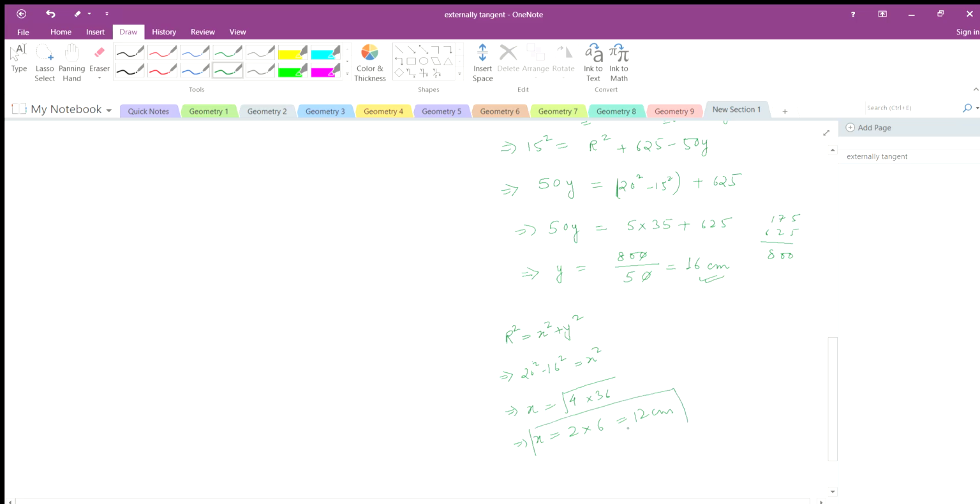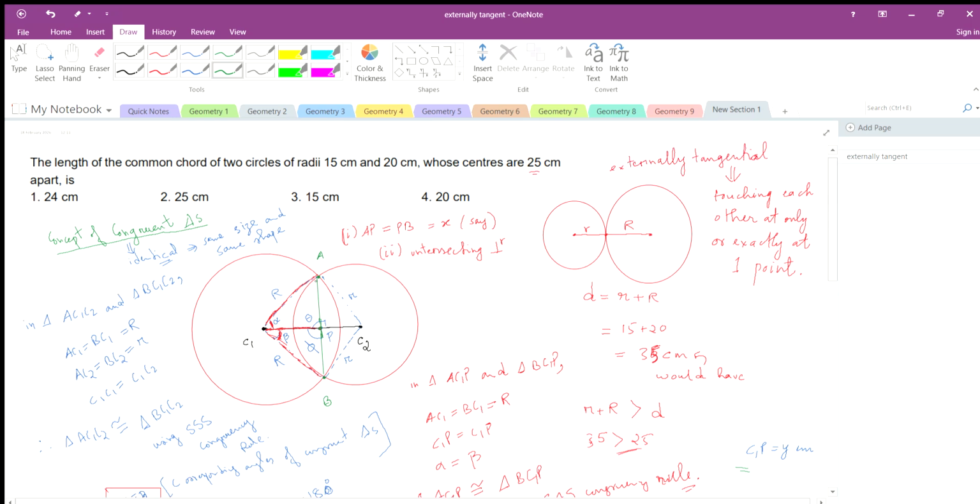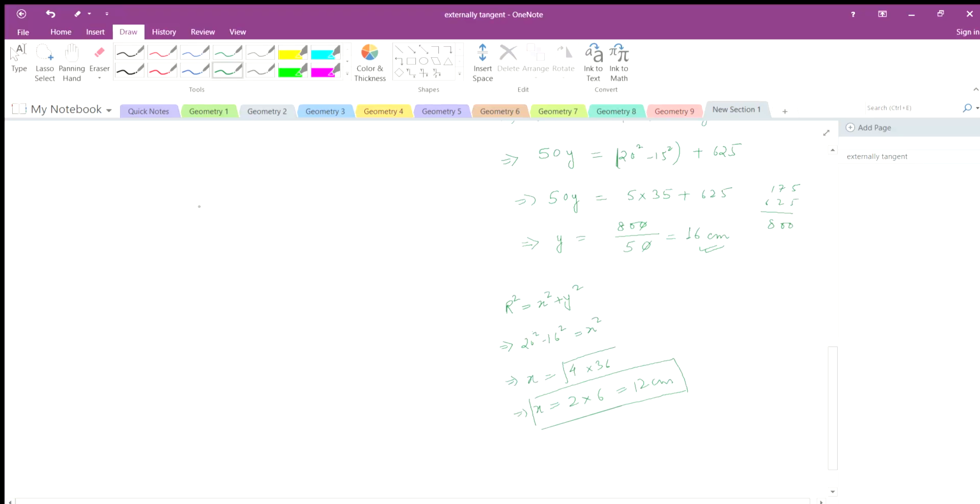Please note x is not the length of the common chord. If I go to the diagram, what is the common chord? Common chord is AB, right? And AB is equal to AP plus PB. And what is AP? AP is x. What is PB? PB is also x. I have already proved that AP and PB are equal to each other using congruency rules. So this will give me 2x. And what is x? X is 12. So the length of the common chord will be 24 centimeters.